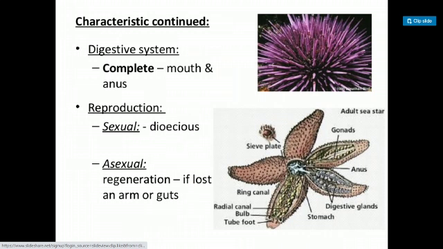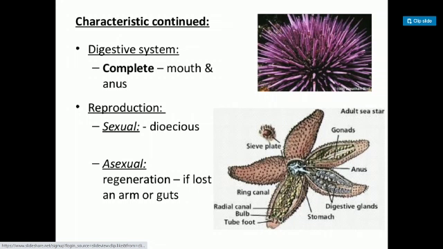Now you can look at some other body characters of the phylum Echinodermata, that is the digestive system. They have a complete digestive system with mouth and anus. The digestive system of echinoderms consists of a short coiled tube, the alimentary canal, with 10 pairs of pyloric ceca and the digestive glands.